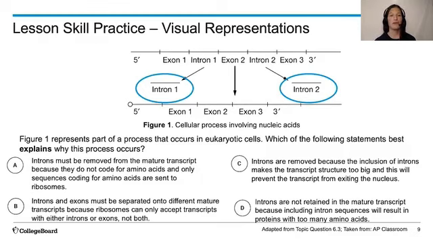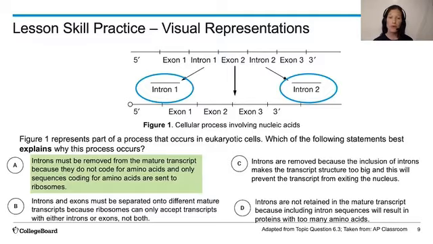Welcome back. I hope you had a fun time reading about these introns and exons. The question asked, which of the following statements best explains why this process occurs? The process that they're referring to is what's represented in figure 1. All that they've told us is that it's part of a process that occurs in eukaryotic cells. So I hope that you guys chose answer A. What is happening in this process? The best explanation.